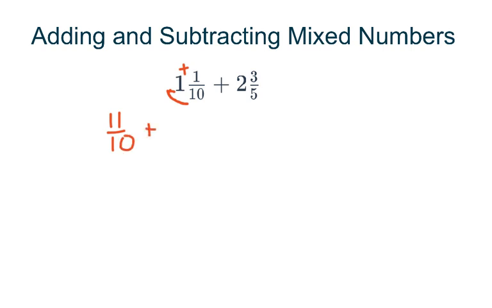Plus, we're going to do the same thing with the other one. The bottom number times the big number, so 5 times 2, which is 10, and then add the top. So this is now 13 fifths.